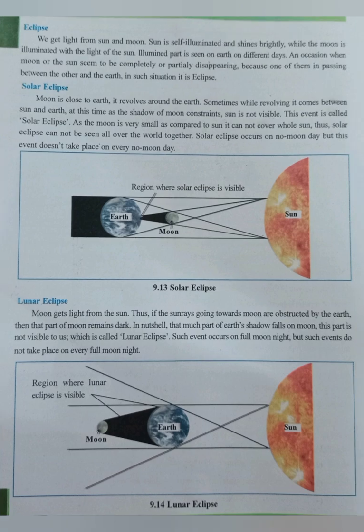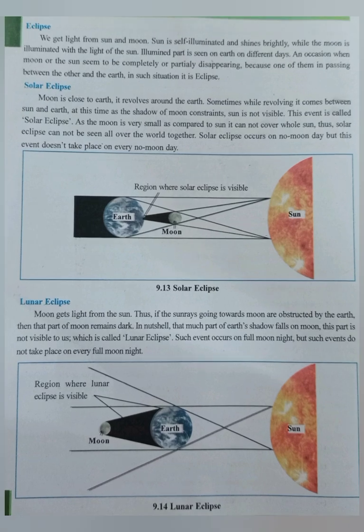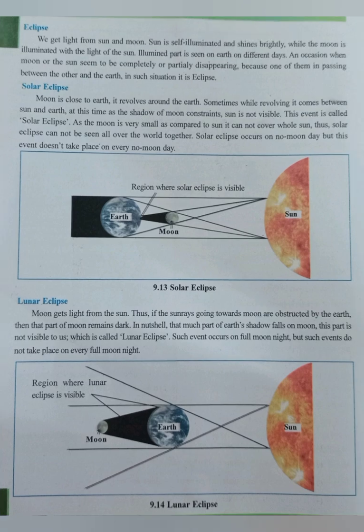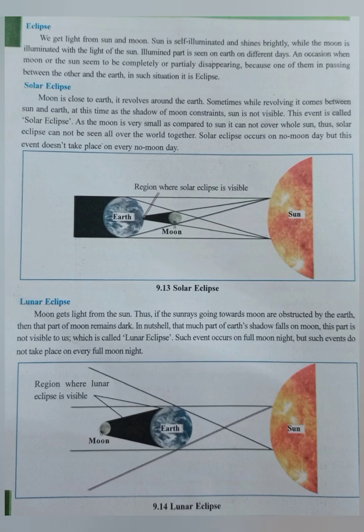Know this, solar eclipse occurs on no moon day but not on every no moon day. Lunar eclipse occurs on full moon night but not on every full moon night. Regarding both these subjects, gather more information from your teacher. Students, here we end our chapter 9, The Earth, Our Habitat.